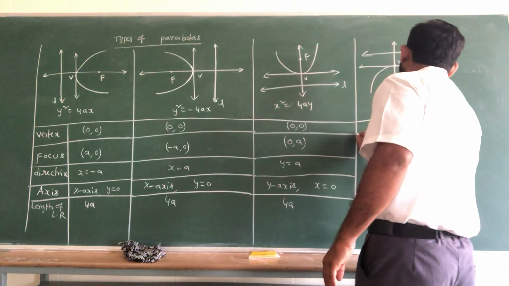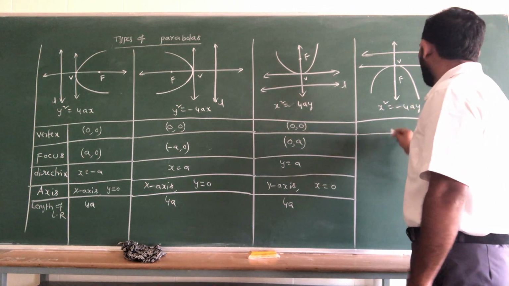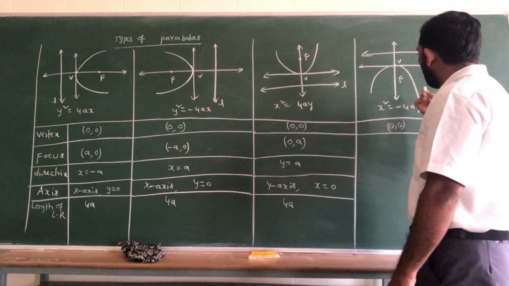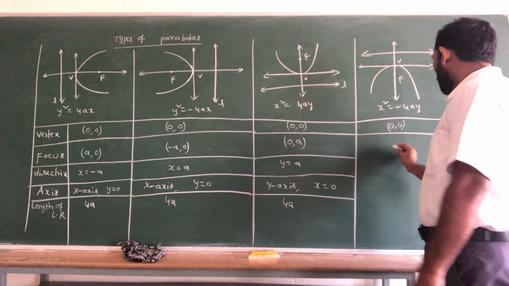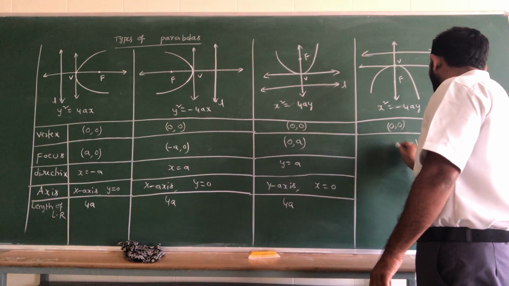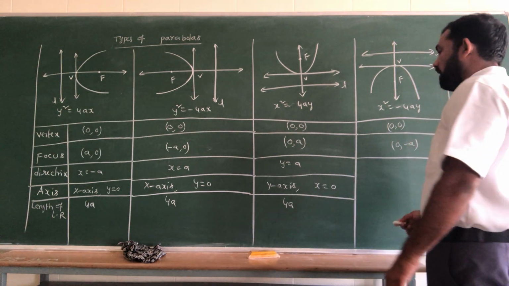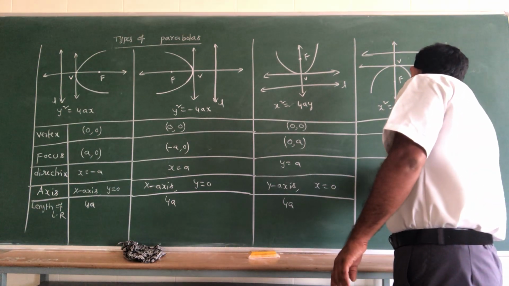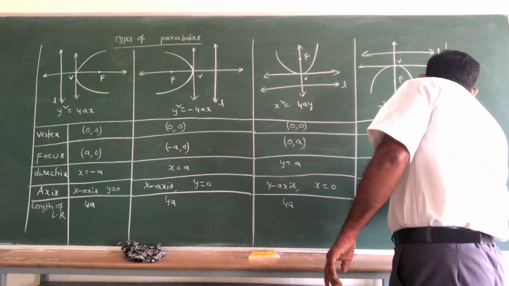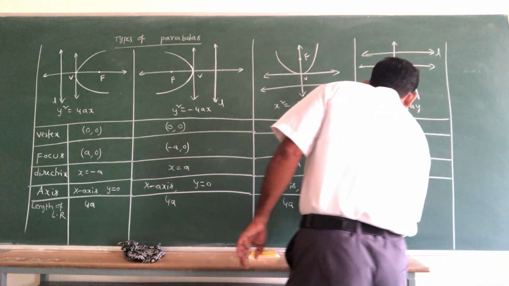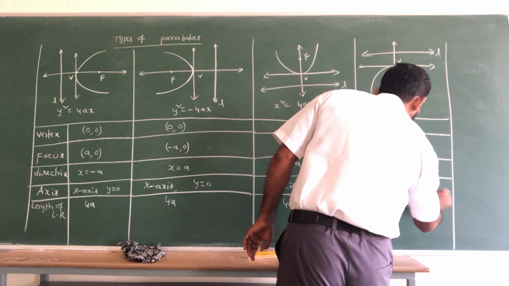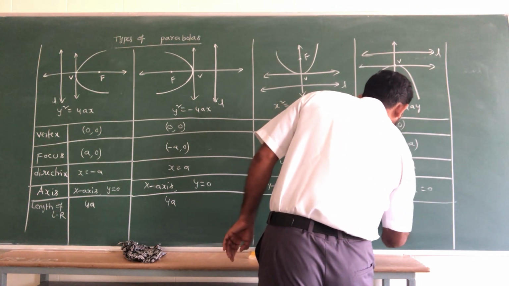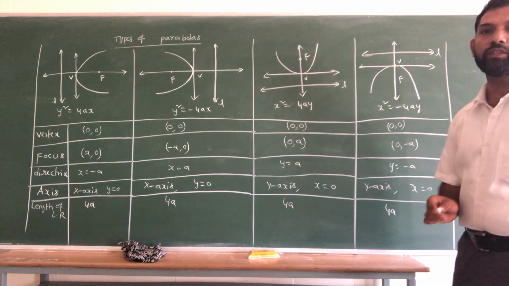Next one, the vertex in the fourth diagram is 0, comma 0. Next, 0, comma minus a, the focus. Next one, y is equal to a. Next one, y-axis, comma x is equal to 0. The length of the latus rectum is 4a.